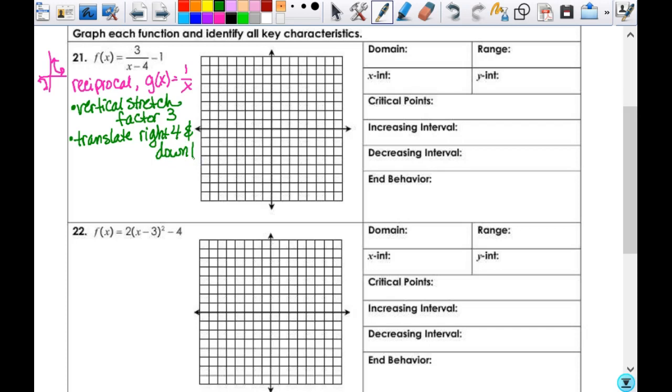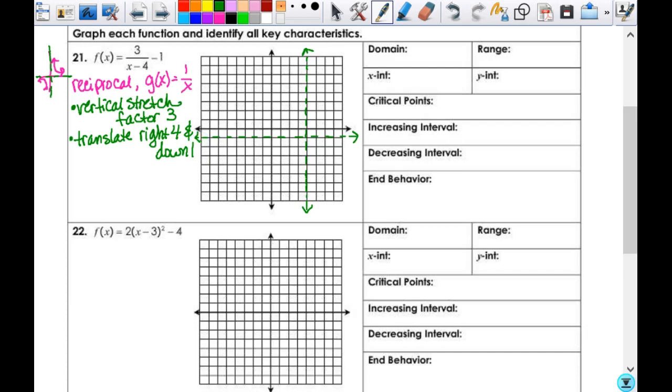So when I go over to graph this, with the reciprocal I have asymptotes, and I have to fix my asymptotes first. Remember, they start off on the axes, but the translations are what take care of moving my asymptotes. If there's a translation of right 4, the asymptote that was on the y-axis moves to the right 4, and it's here. And the one that was on the x-axis translates down 1, and it ends up here.